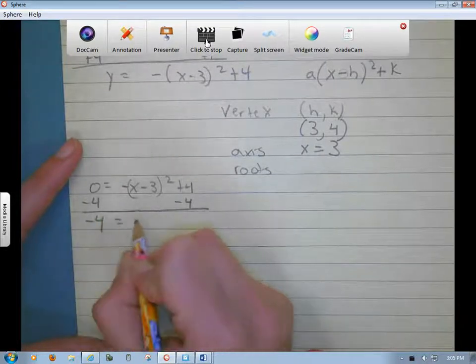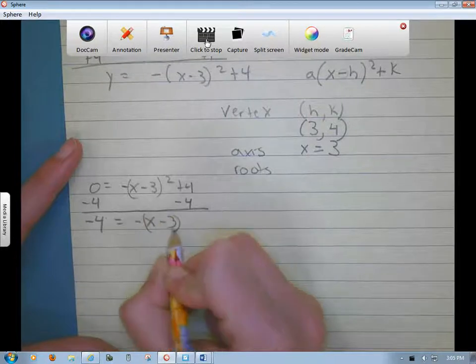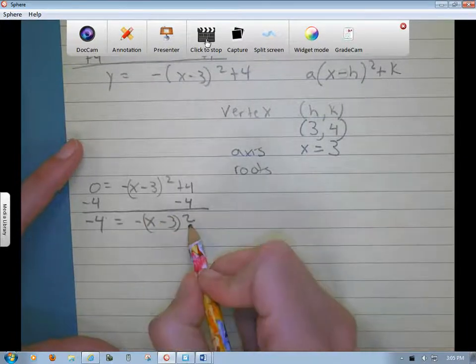Okay, now, before I can square root, I got to get rid of the negative.